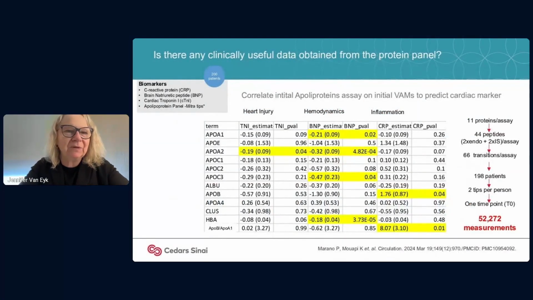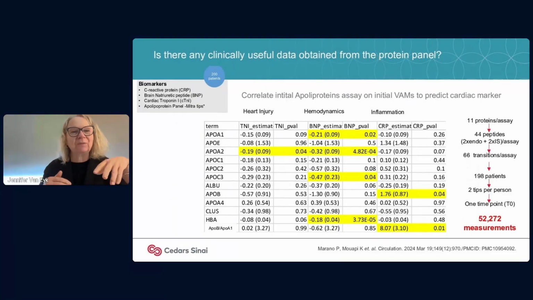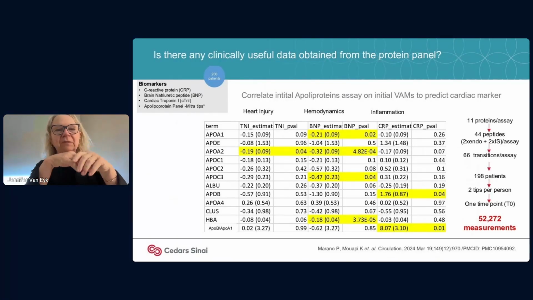So in a paper where we wanted just to get the data out, it ended up in Circulation. We compared the initial concentration, and asked the question, we measure in these individuals cardiac troponin I, which is really a heart injury marker, BNP, which is really about hemodynamics, or CRP for inflammation. And did any of these proteins, the apolipoproteins, reflect that state? And there was, not to our surprise, some of them were, like APOA2 actually had a good p-value across all of these 200. It was 198 individuals. We had 2 individuals that left the study, so it was 198 individuals.